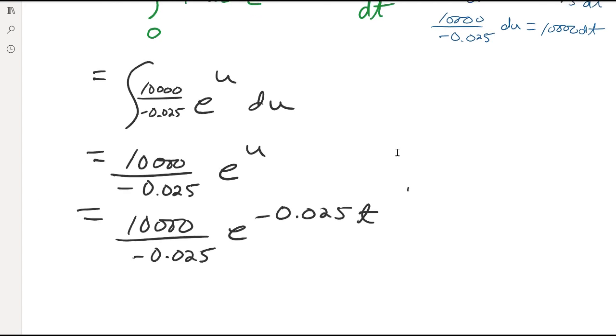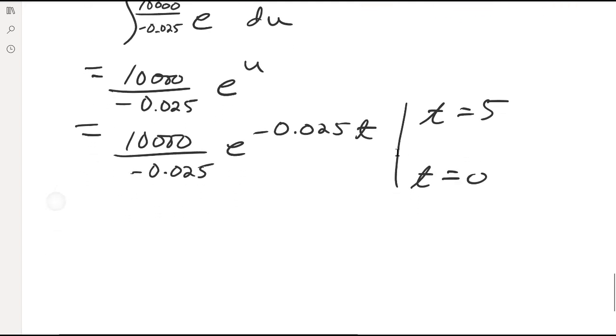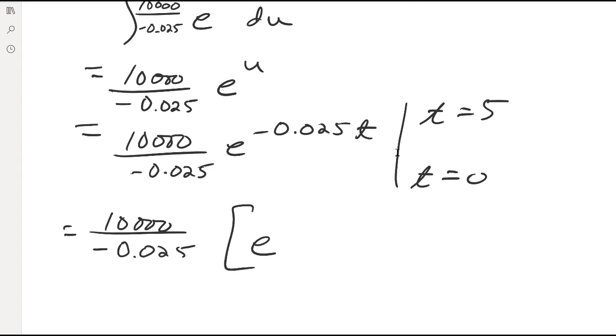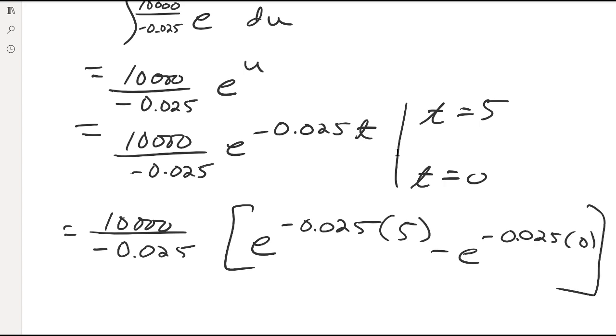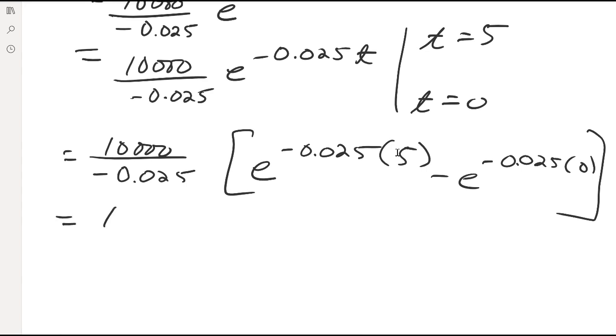Okay, and we evaluate this from t equals 0 to t equals 5 years. We're going to do the same kind of trick we did before, where I factor out that 10,000 over negative 0.025. And then that multiplies e to the negative 0.025 times 5, minus e to the negative 0.025 times 0. And that second term in our brackets becomes just 1, because e to the 0 power is 1.